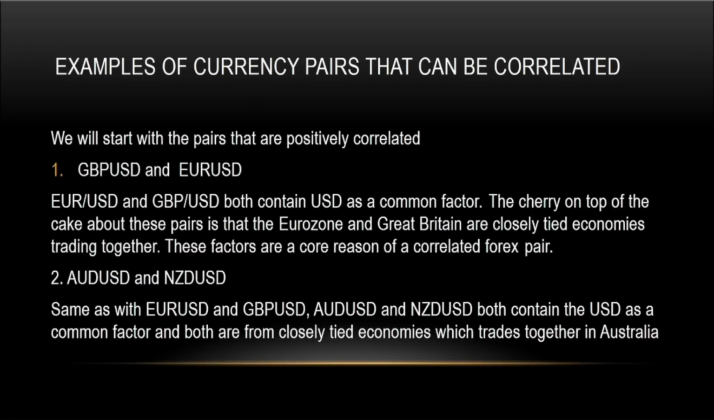The other example that can be given is AUD/USD and NZD/USD. Same as with EUR/USD and GBP/USD, AUD/USD and NZD/USD both contain USD as a common factor, and both are from closely tied economies which trade together. There's Australia, which is a continent, and a country called Australia as well, which also has near it a country called New Zealand. So they are very closely tied to each other.